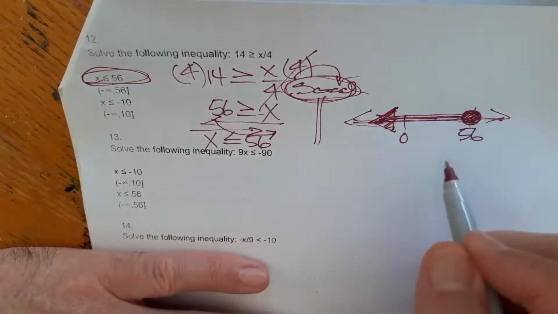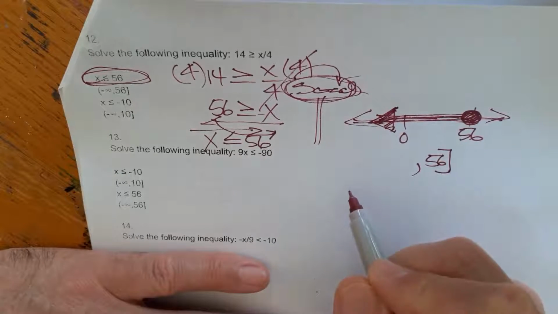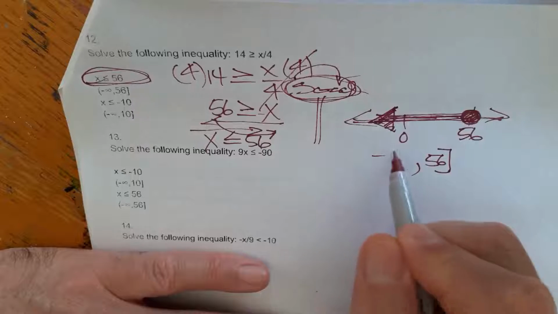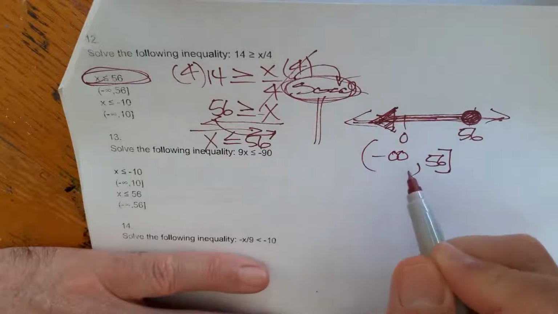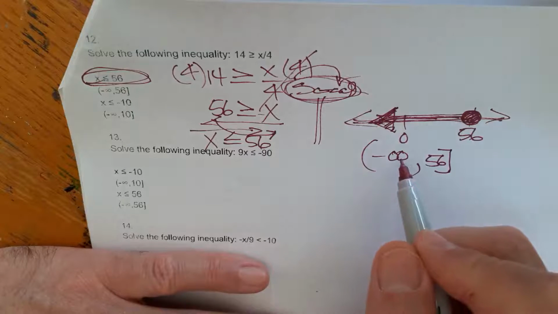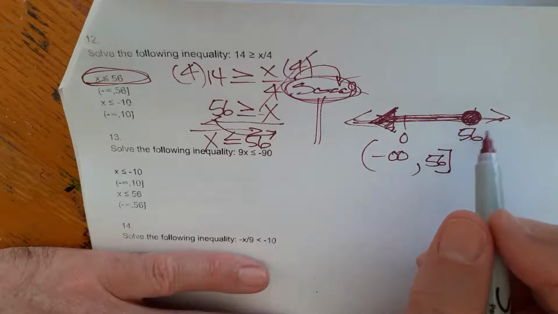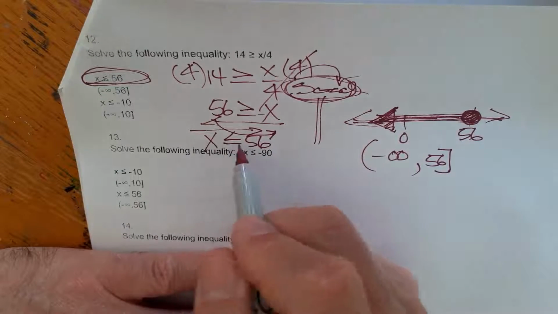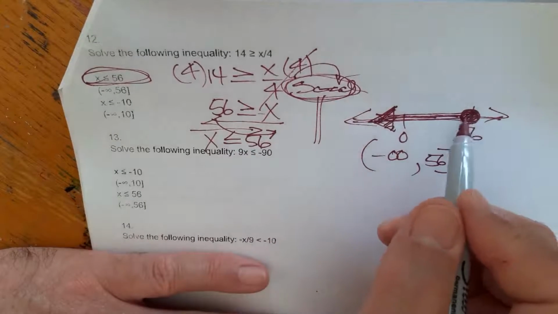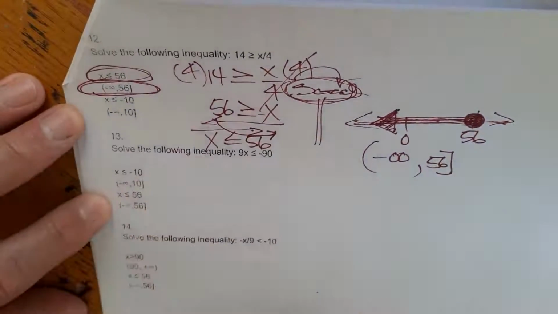Now let's do the set notation. Let's do bracket 56 because the 56 is included, comma. And it's going down forever, which would be negative infinity, and a parentheses, because you can't include infinity with a bracket, because infinity is not a number, it's a concept. This one does include 56 because it says equal to. The x has to be also equal to 56, which means a solid dot. So this one here too, negative infinity.